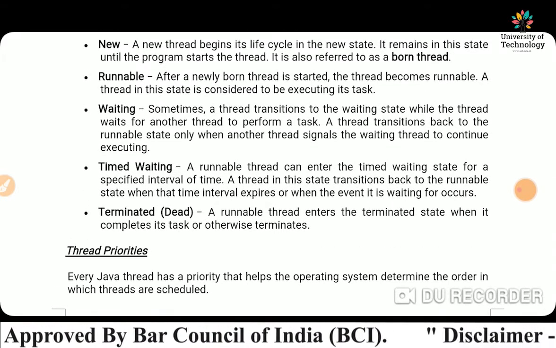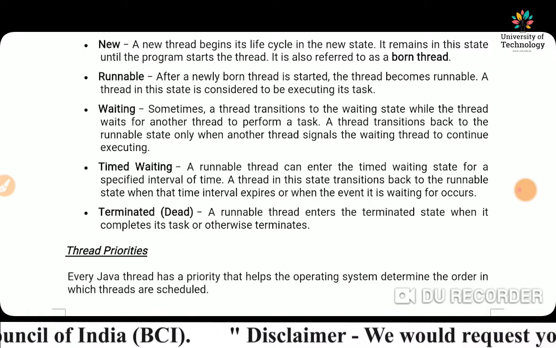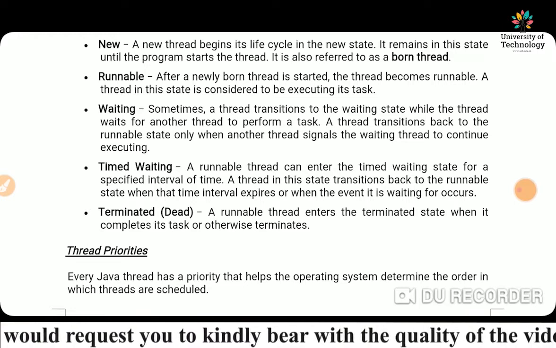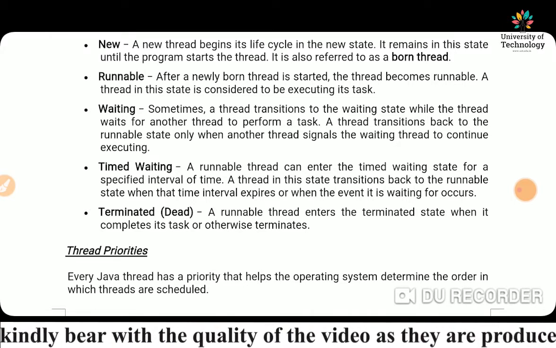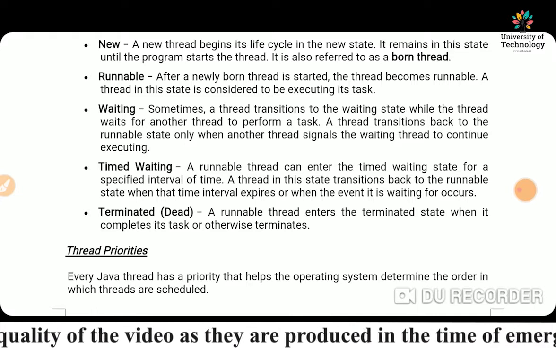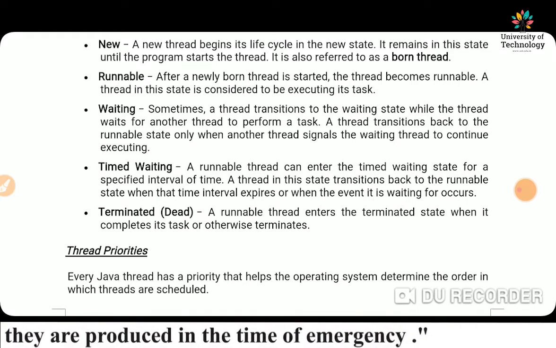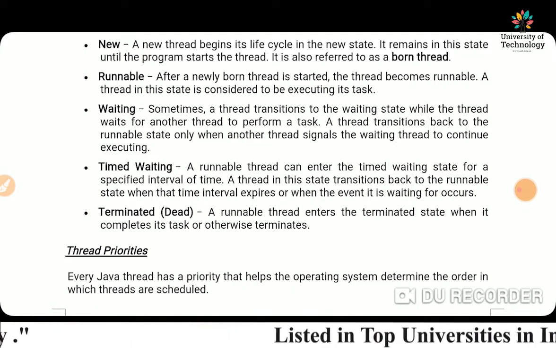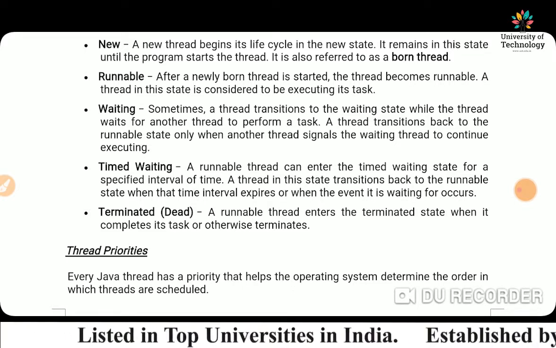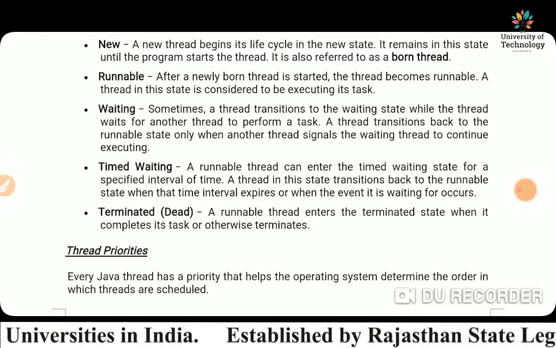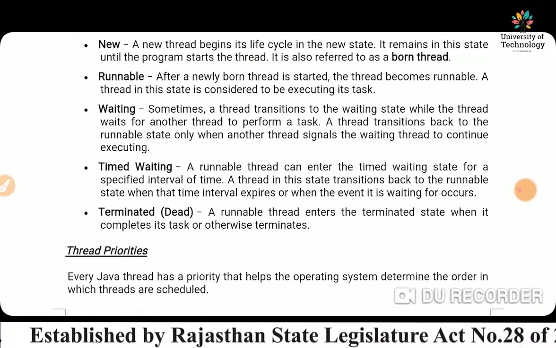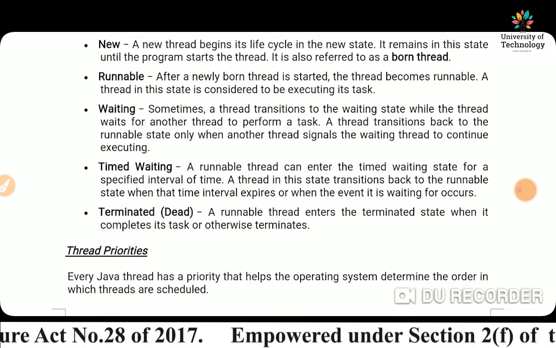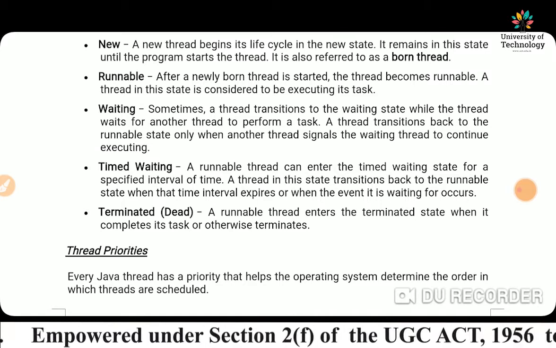Every thread has a life cycle. A running thread ends its life when it has completed executing its run method. It is natural death. However, we can kill it by sending the stop message to it at any state, thus causing a premature death to it. So a thread can be killed as soon as it is born, or while it is running, or even when it is in not runnable condition or blocked condition.